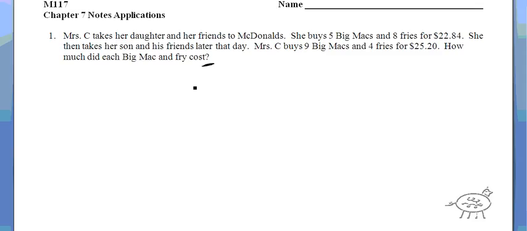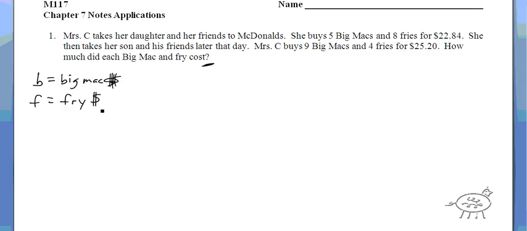So let's start out with writing: B is a Big Mac, and it's how much they cost, so B is the Big Mac cost, and F is a fry cost. Okay, very important that we define the variables. That gives us 1 point right there.